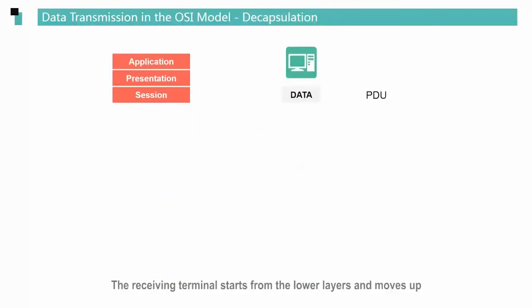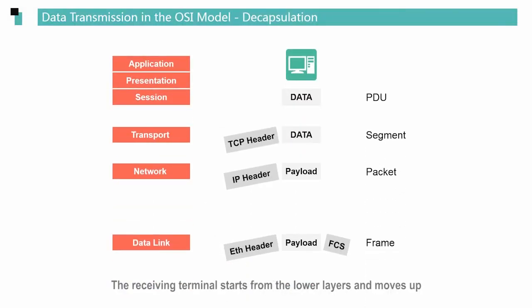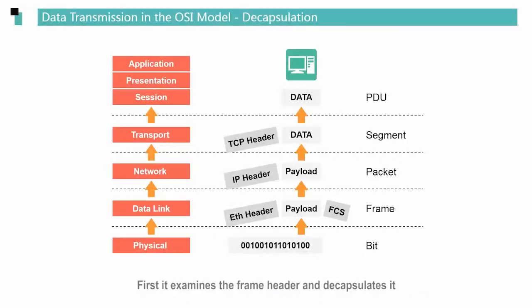The receiving terminal starts from the lower layers and moves up. First, it examines the frame header and decapsulates it. It then looks at the packet header and decapsulates it. Next, it looks at the segment header and then transfers the data to the corresponding upper layer application. This is the entire process of data transfer on TCP/IP networks.